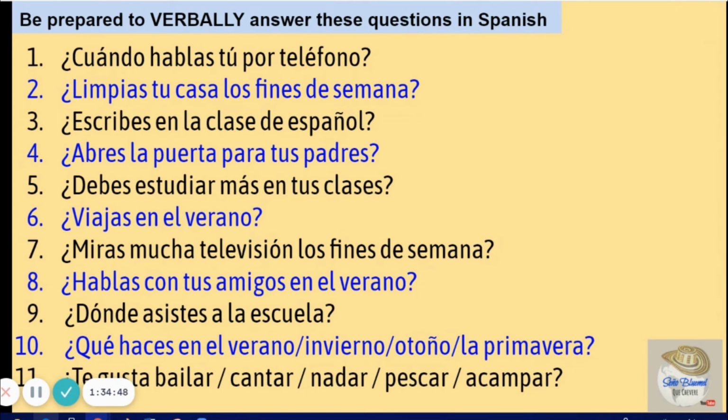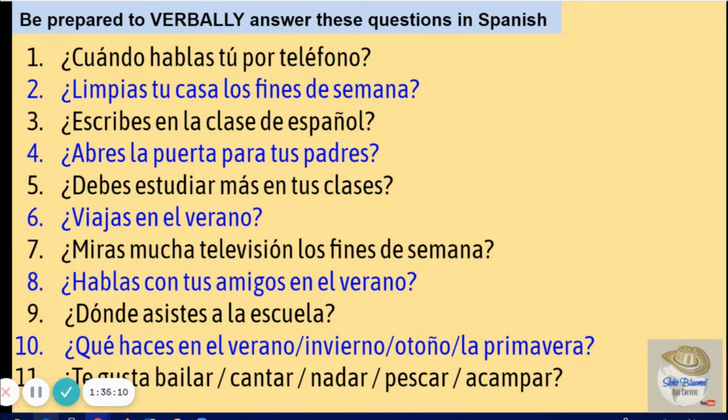¿Escribes en la clase de español? Do you write in Spanish class? Sí, escribo mucho en la clase de español, o escribo un poco en la clase de español, o a veces escribo en la clase de español. A veces, sometimes. ¿Abres la puerta para tus padres?